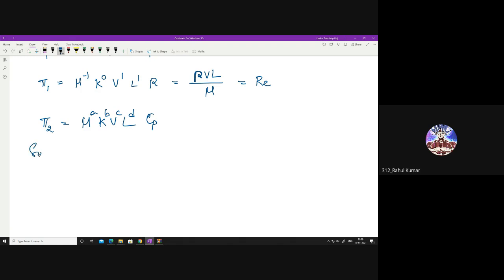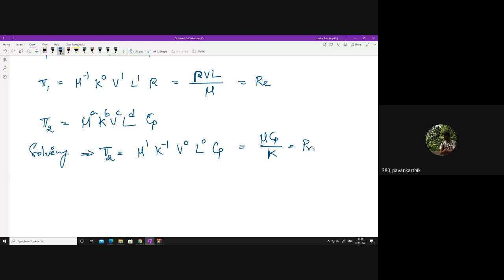Actually, if you solve similarly, what you get is pi 2 is equal to mu to the power 1, K to the power minus 1, V to the power 0, L to the power 0, into Cp. This is giving you mu Cp by K. See, I have not solved it. You have to solve it for yourself. When you solve it, you will get this equation. That's the point there. Have you seen any kind of this term, mu Cp by K? What is this? This is your Prandtl number.